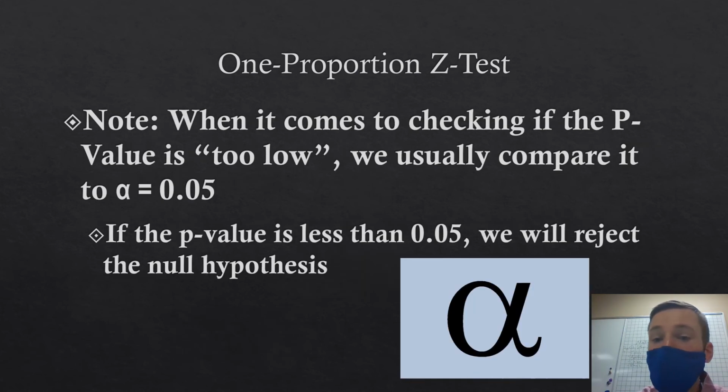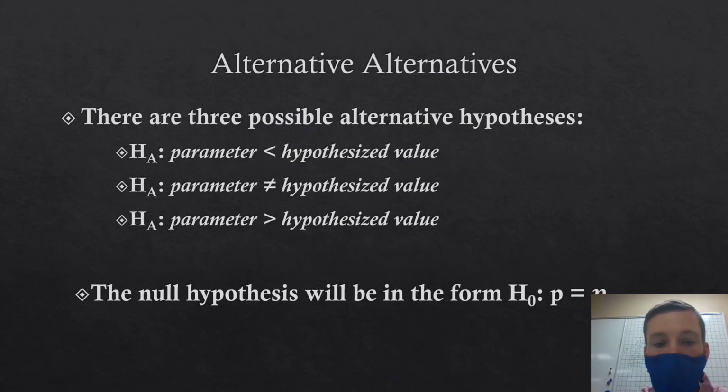Now, another note, when it comes to checking if the p-value is too low, so if the p-value is low, reject the null, or don't reject the null, we usually compare it to an alpha level of 0.05. So in other words, if your p-value is less than 0.05, then we're going to reject the null. But if it is greater than 0.05, we're going to fail to reject the null. Sometimes in a problem, I will say test at an alpha level of 0.01 or 0.10. But if that isn't given to you, just assume that alpha is 0.05.